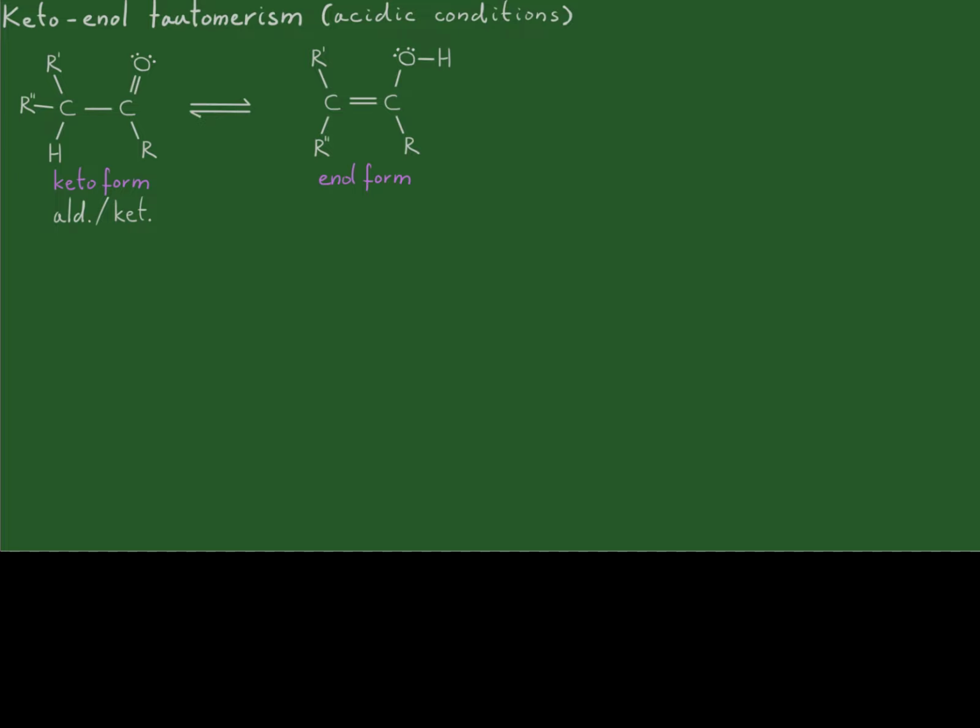Hello good people, I would like to talk about Keto-enol Tautomerism. It is a conversion of a keto form here on the left into an enol form on the right. A keto form is any aldehyde or a ketone that also happens to have an alpha hydrogen.